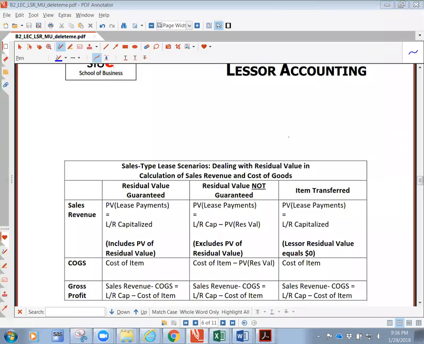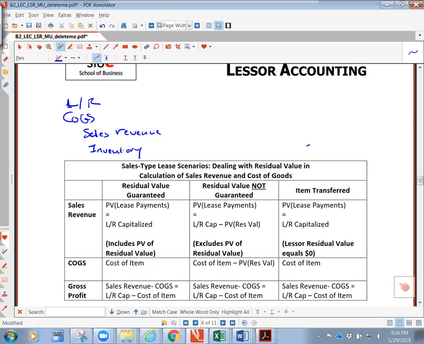All right. In addition to the lease receivable, when you're dealing with a sales type lease, you have to deal with the sales components. So the easy part is the inventory. So you're going to have lease receivable, cost of goods sold, sales revenue, and inventory. So the inventory is just the cost of the item, so that's no big deal.